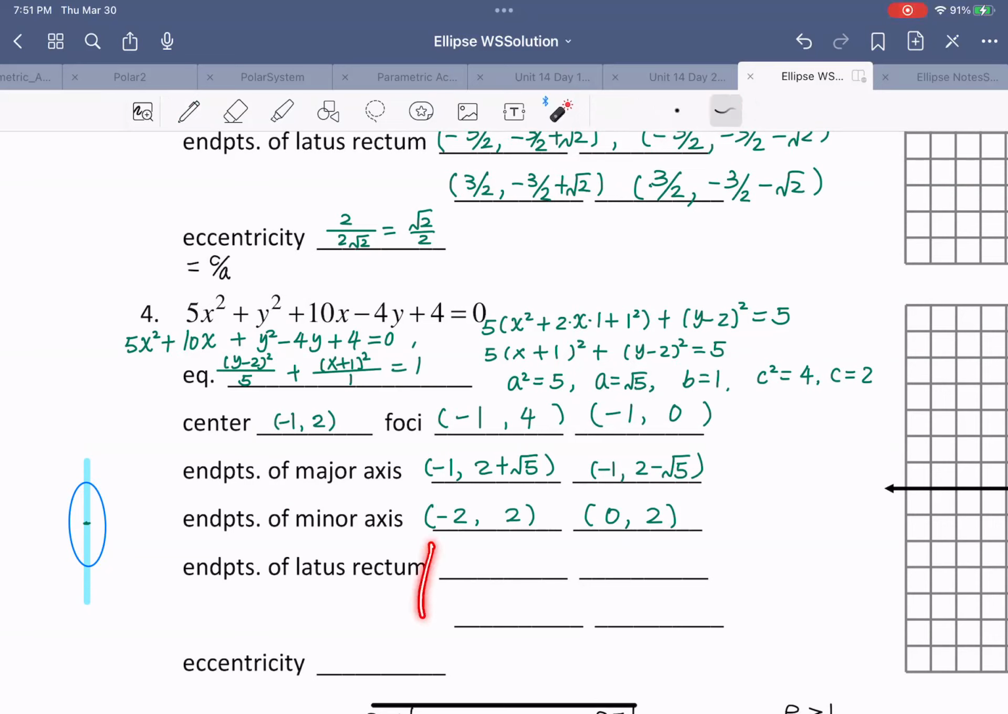All right, go ahead, do it by yourself. Lattice rectangle based on the location of your foci. This time, you first calculate the b squared over a. And then you go left by b squared over a, go right by b squared over a, for this, for this. So you will have the 4 points. When you finish, write it down, send me a picture for this.